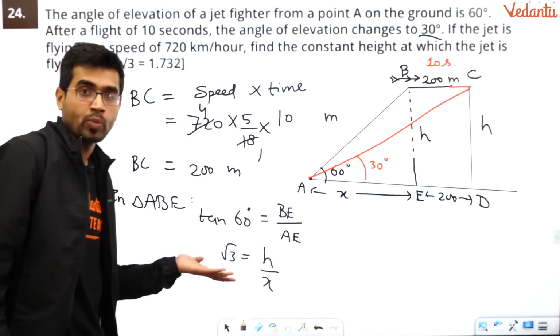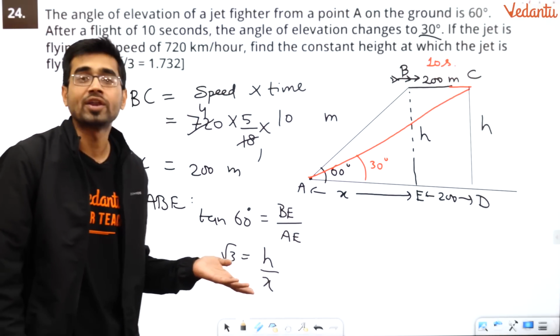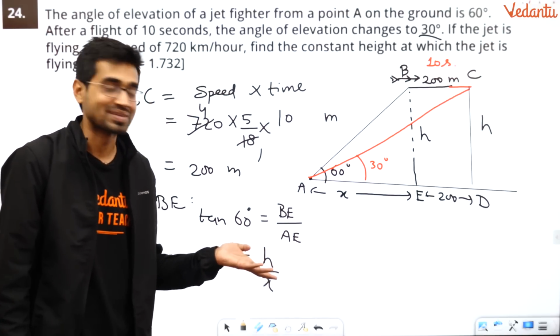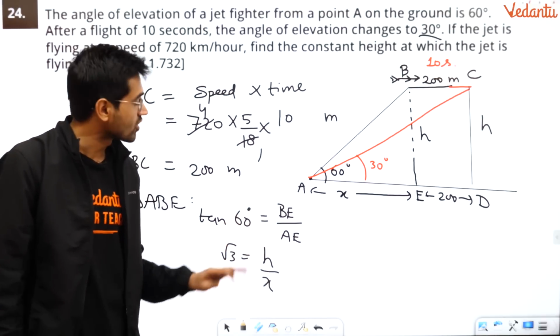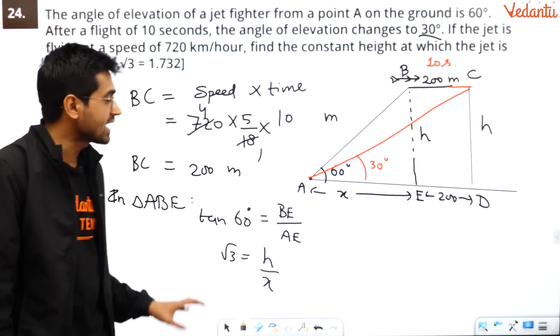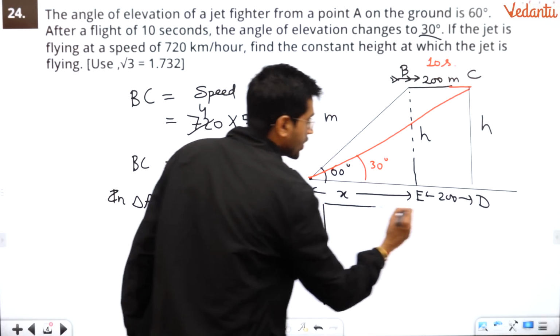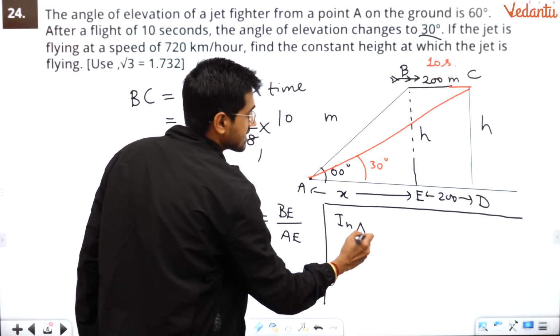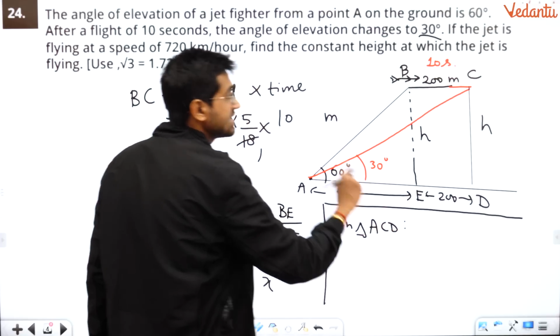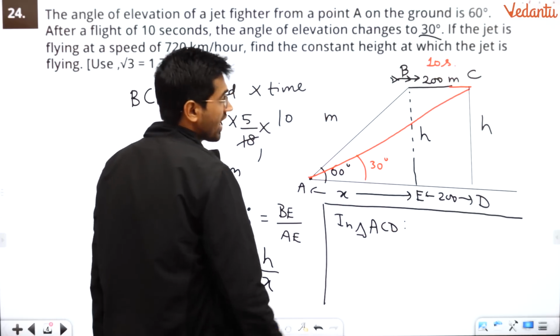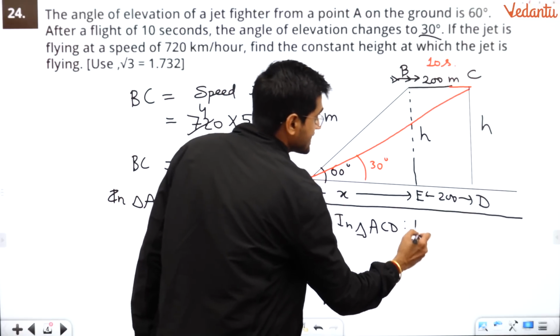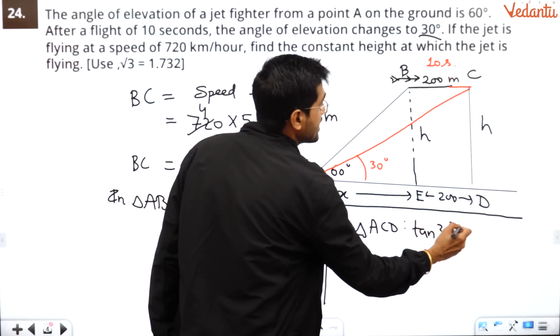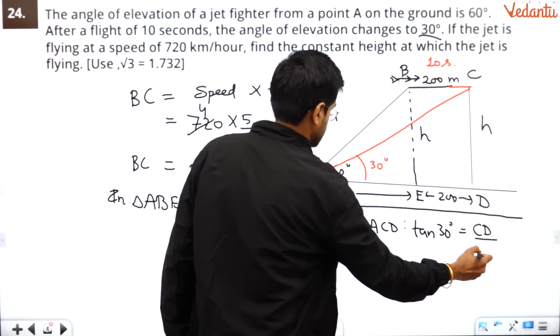I do not know which one to make the subject right now. How will I know? I have to solve the next equation. So I am going to leave this in the same situation and use the second one. What is the second one? In triangle ACD. I hope all of you can see the triangle ACD, the red line one. What do you have in ACD? Tan 30 is equal to perpendicular CD by the base AD.